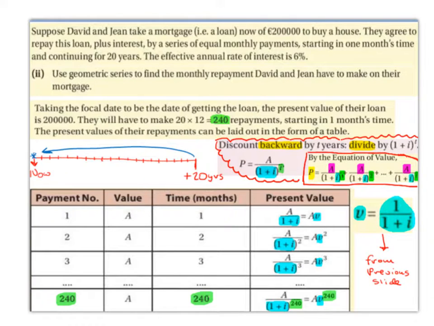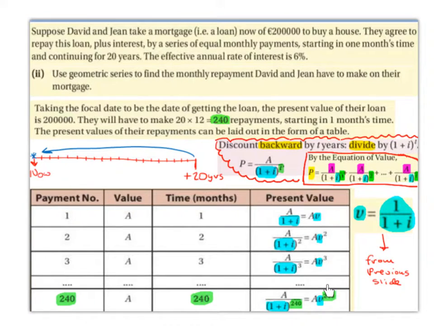Now in the previous slide, we stated that v, which was the common ratio between each of the terms in the equation of value, was 1 over 1 plus i. So we multiply 1 over 1 plus i to each term to get the next. So we can swap 1 over 1 plus i for v. For example, A over 1 plus i can be rewritten as Av, and A over (1 plus i) squared can be rewritten as Av squared, and A over (1 plus i) cubed can be rewritten as Av cubed. And likewise, A over (1 plus i) to the power of 240 can be rewritten as Av to the power of 240.